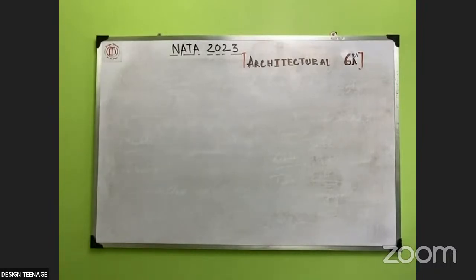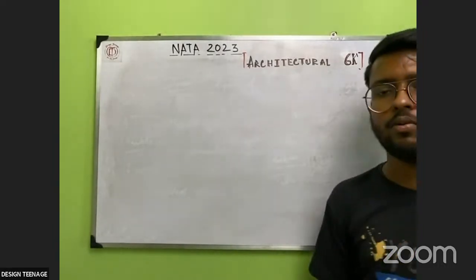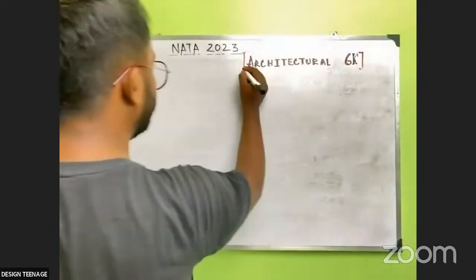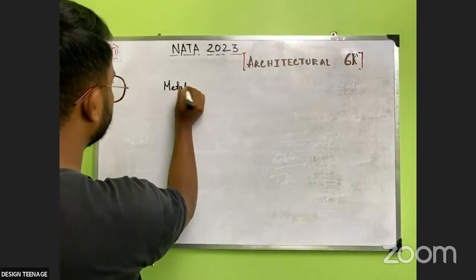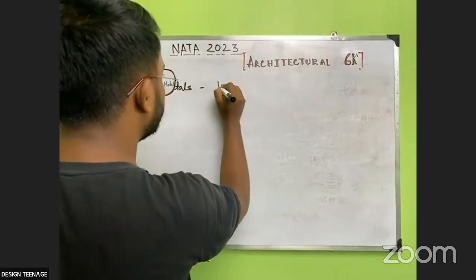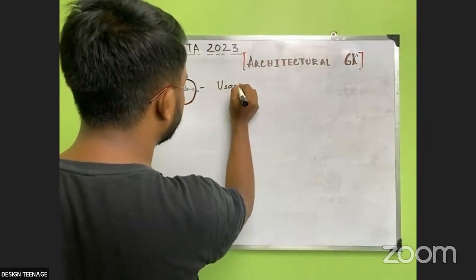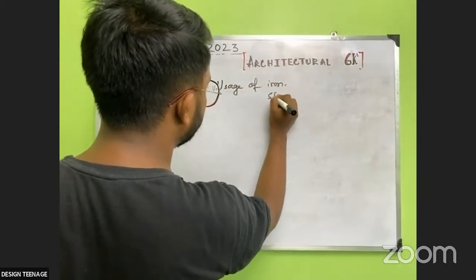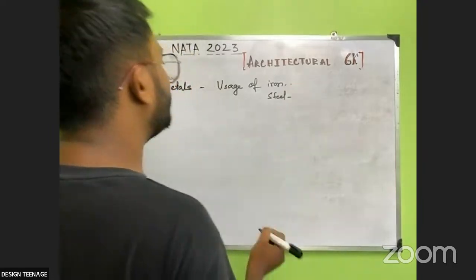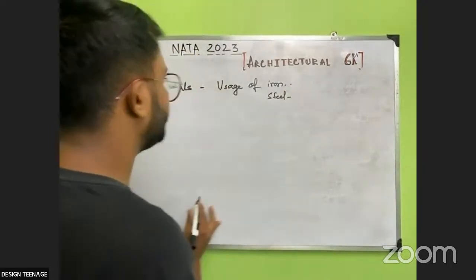Now we have metals. See, metals, there is nothing much, but we need to know that in metals, the most important thing whose uses we see in our structures is iron. Under metals, we see usage of iron, steel. Iron rods are used where? Iron rods are the basic foundation.